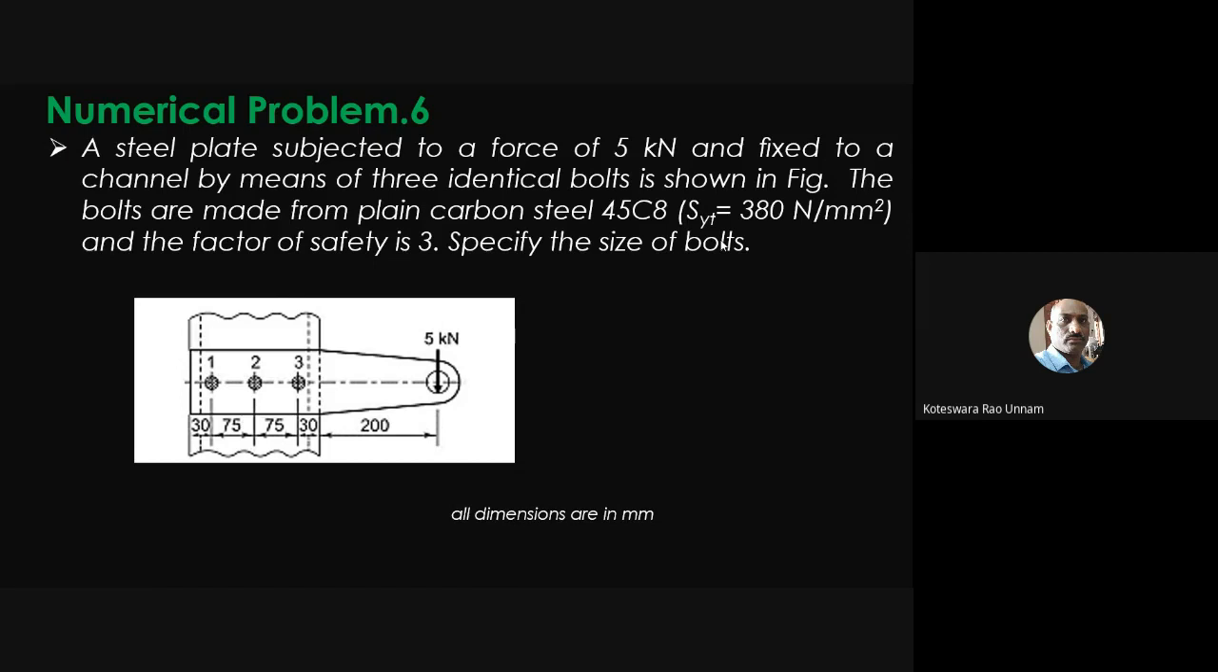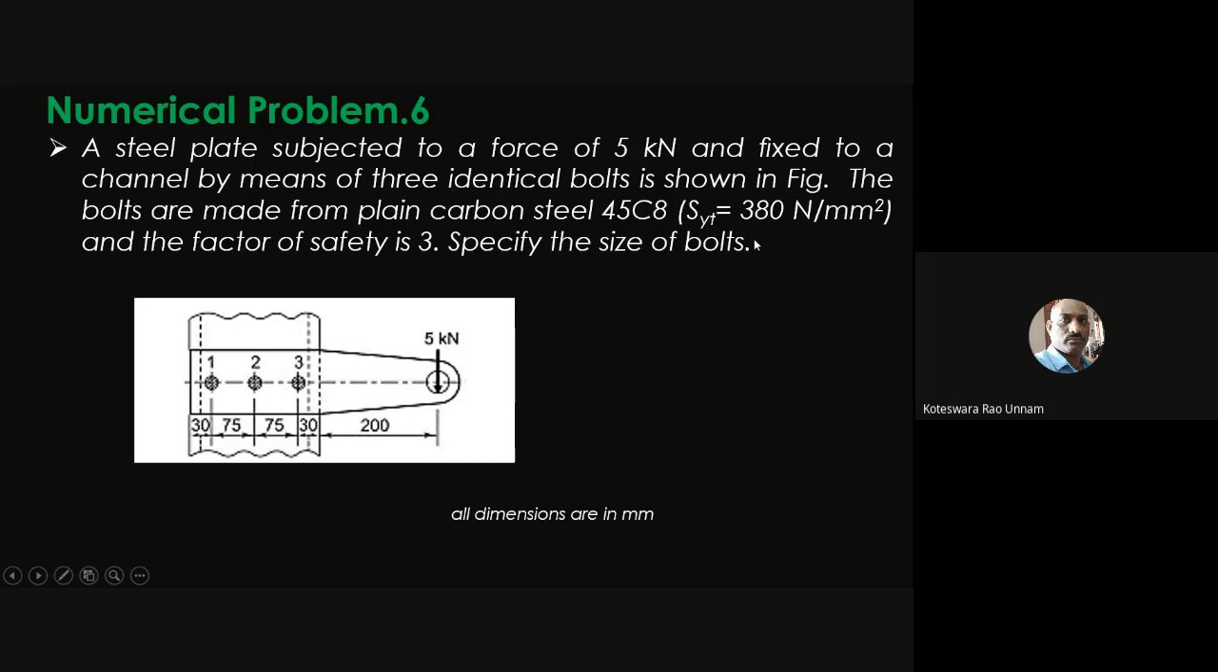So now to solve this problem, like what we discussed, first you need to identify what is the primary shear force and what is the secondary shear force. So primary shear force is nothing but the total load, which is 5 kilonewtons, equally shared by these 3 bolts. So 5 kilonewtons divided by 3 is your primary shear force in each bolt. Of course, you need to convert this kilonewtons into newtons.